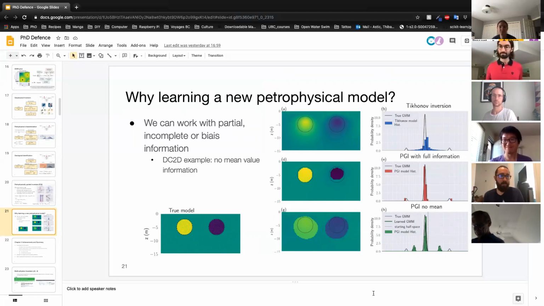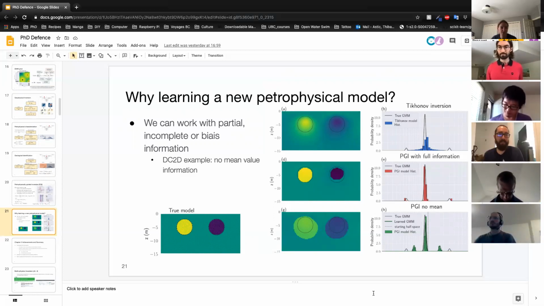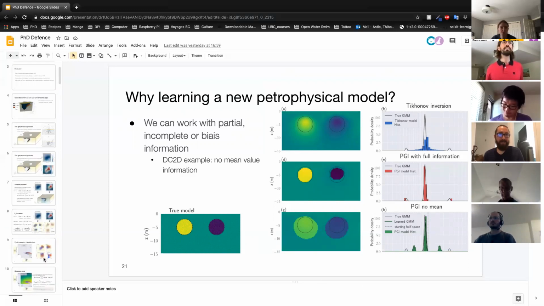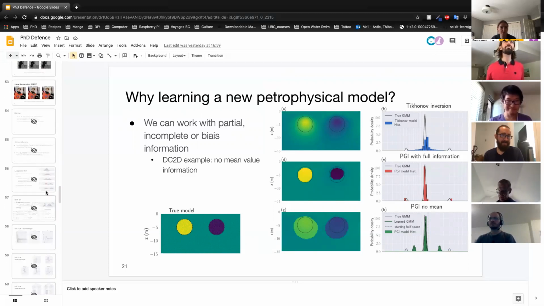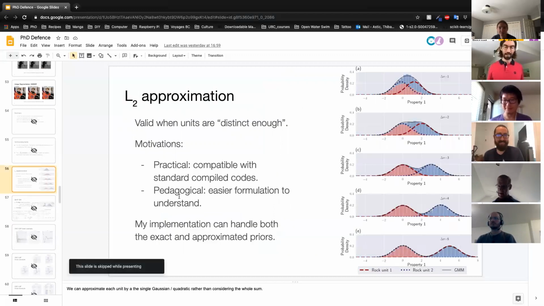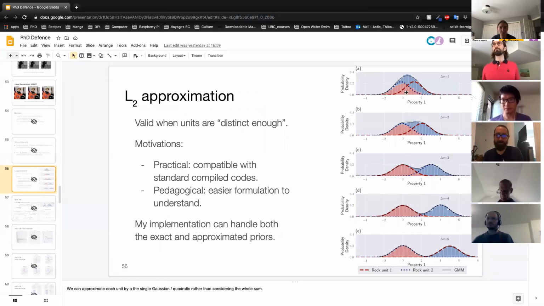Okay, another question. You say this works well when you have good separation between distributions, right? Yes. Where is the trade-off between good separation and not enough separation? I have a slide for that, and I removed it because it was taking too long, but that's the slide I have for that. To explain where the approximation comes from, here I show two Gaussians representing each rock unit in blue and red, and the fine black line here is the resulting Gaussian mixture.